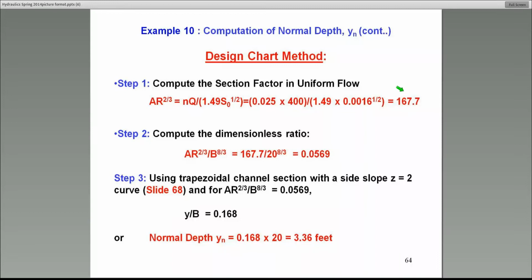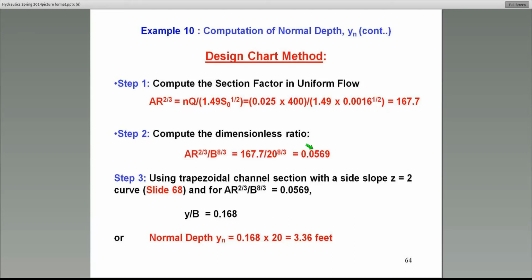Make sure you do this calculation accurately. A lot of times you forget to recognize that this represents AR to the power 2/3. And so when you calculate the dimensionless ratio right here, use the number as is. Do not take it to the power 2/3 again, okay? That's a mistake very often people make in computing this dimensionless ratio: they forget that this number, 167.7, already represents AR to the power 2/3. So in this case, AR to the power 2/3 divided by B to the power 8/3 is 0.0569.